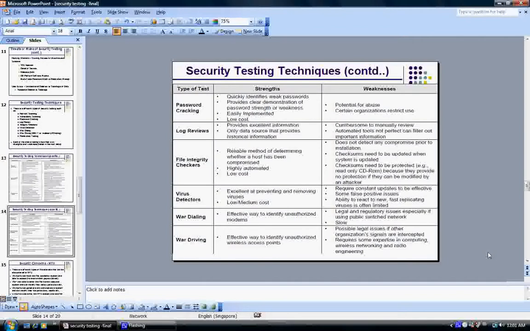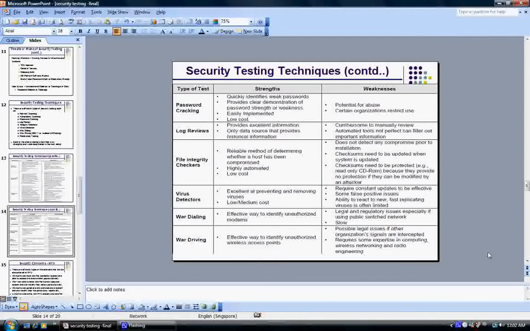Some other tests are listed here as well. We are not going into detail on each of these. Some of the key types of testing to be discussed: password cracking can quickly identify weak passwords. It is easy to implement and very low cost. But the weaknesses are its potential for abuse, and certain organizations don't prefer to use this kind of password cracking test.